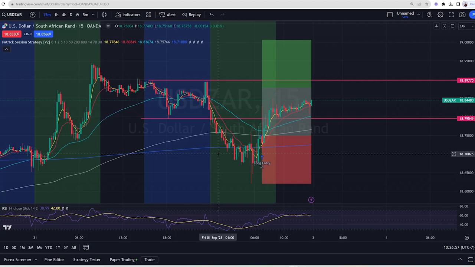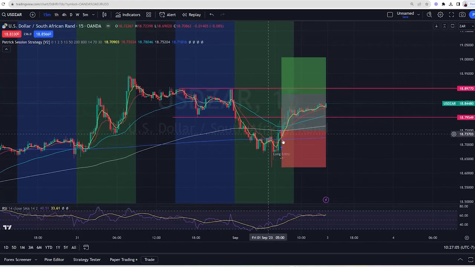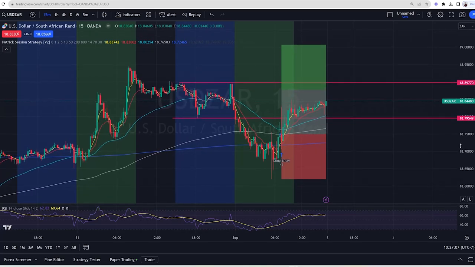I don't have some fancy name like everybody else seems to give all their strategies and things to try to make you think it's the greatest. So it's called the Patrick Session Strategy. But let's just call it what it is. This is a trend finder, and it's trying to find extremes in the market with trend.